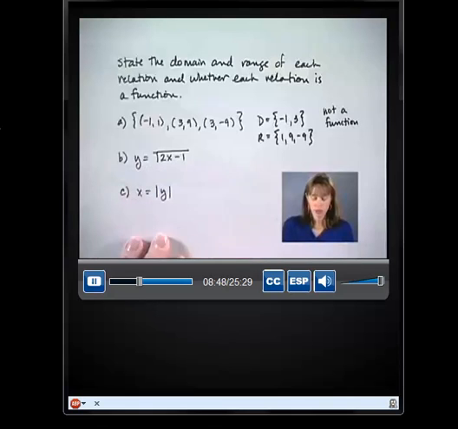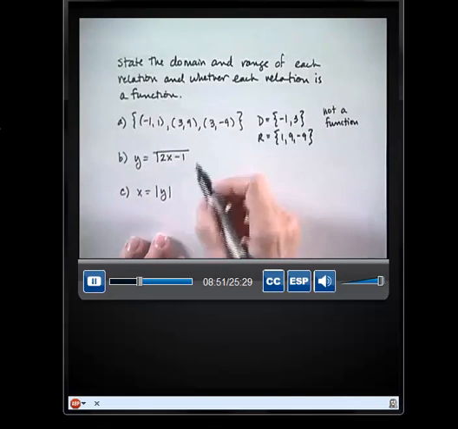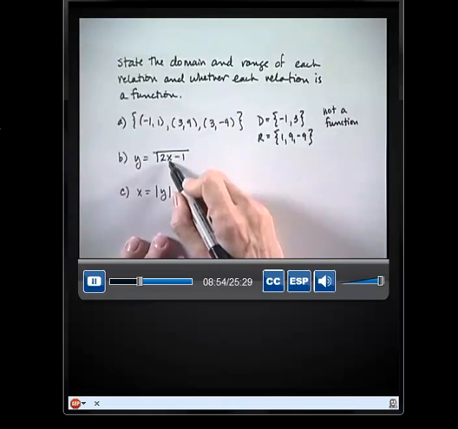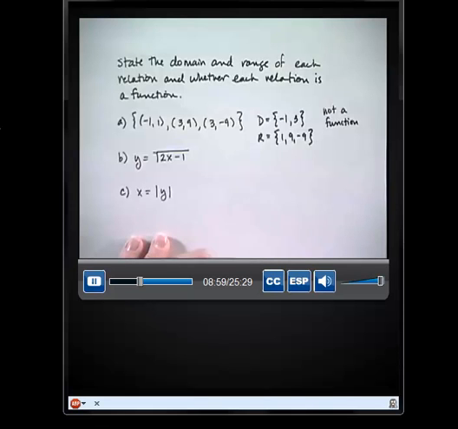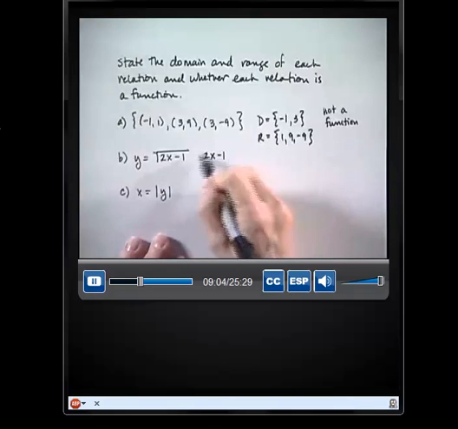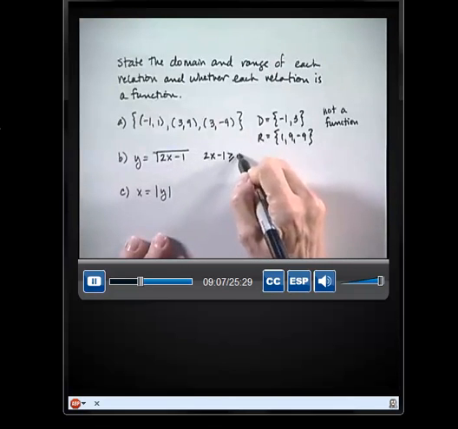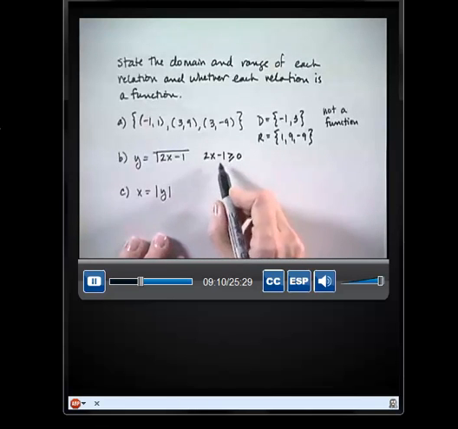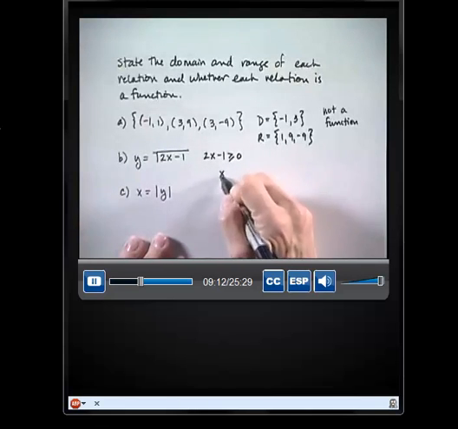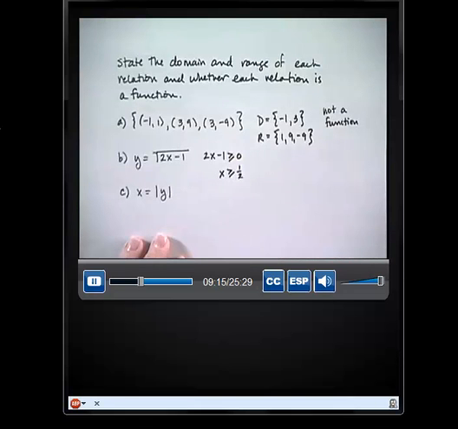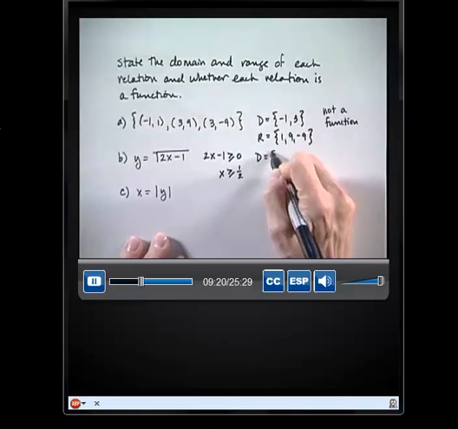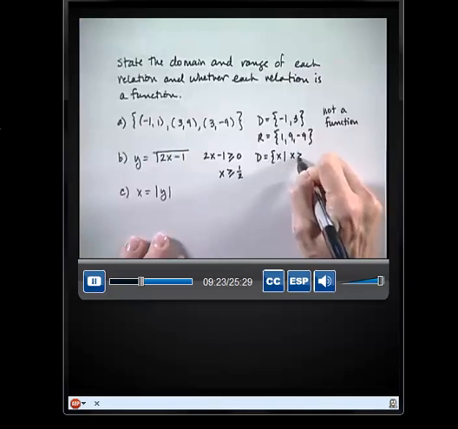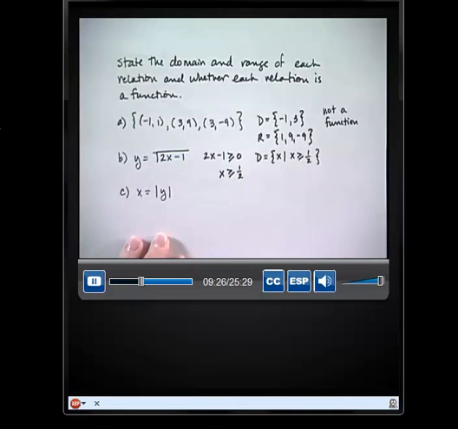Well, here's our second relation, a set of ordered pairs. As far as the domain goes, I need to know what x's I can substitute into this and then be able to take the square root of in the set of real numbers. So I want the 2x minus 1 in the end to be greater than or equal to 0. Solving this inequality by adding 1 and dividing by 2, I see that x needs to be greater than or equal to 1/2. Well, that's the domain. The domain is the set of x's such that x is greater than or equal to 1/2.